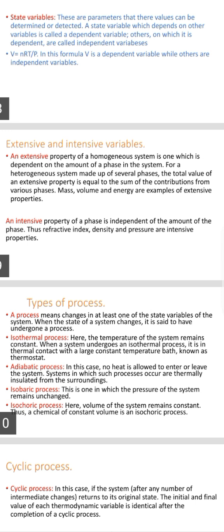Then if it's for a heterogeneous system made up of several phases, because when you say homogeneous, the word homogeneous means same kind, same thing. But heterogeneous is made up of different phases. The total value of an extensive property is equal to the sum of all the phases that contributed to make a particular phase. That's what we refer to as an extensive variable. An intensive property of a phase is not dependent on the amount of the phase. So thus, refractive index, density, and pressure are intensive properties.